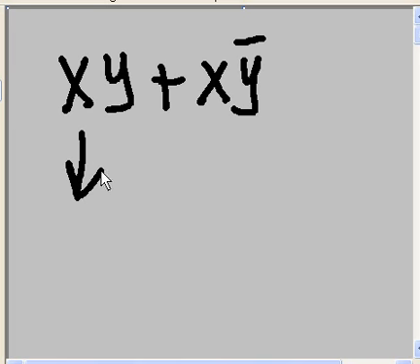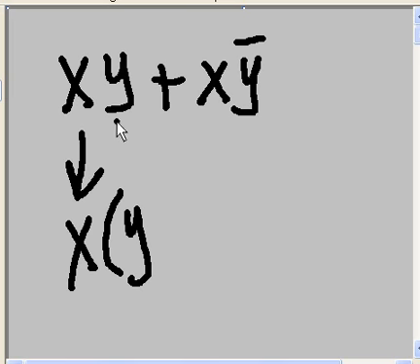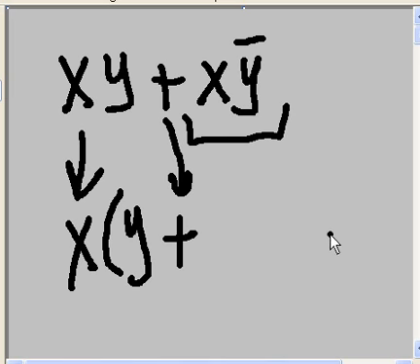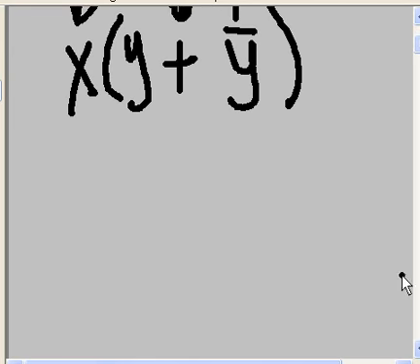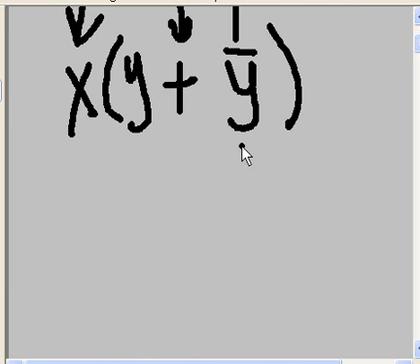X comes over to here. I'm going to multiply it times y. This will give me xy. Bring down the OR. And now, x times what will give me this? I know. Y naught. X times y naught will give me xy naught. Beautiful.